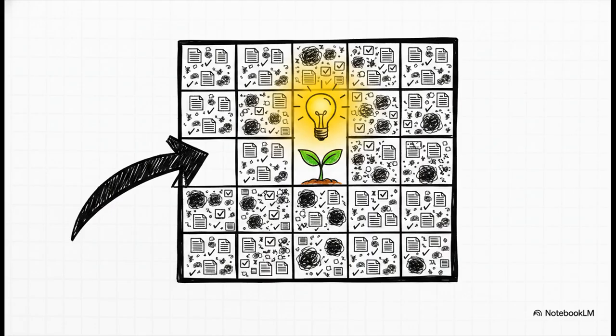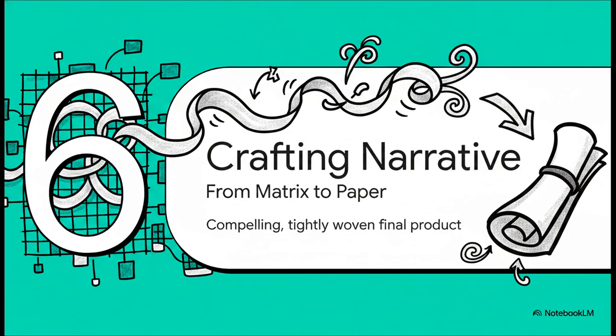Maybe you expected your sources to thoroughly cover a certain demographic or some specific technological application, but none of them actually did. That blank space in your matrix, that is exactly where your original research can live, thrive, and contribute something genuinely new to the academic conversation. Finally, Section 6, Crafting your final narrative.